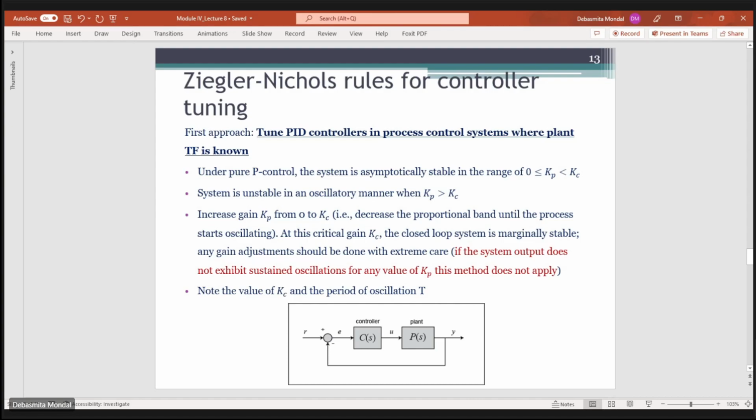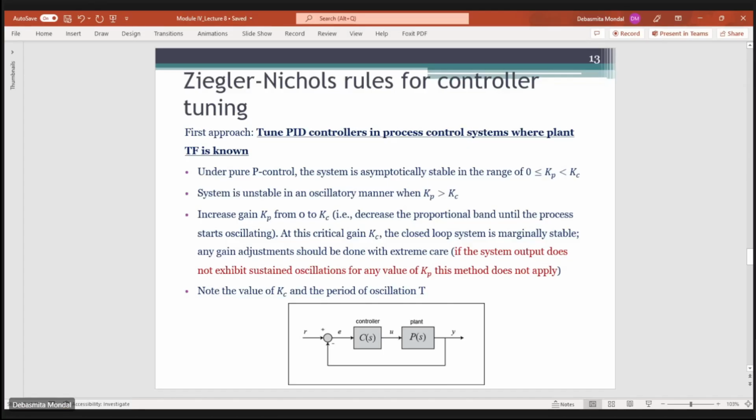So Ziegler-Nichols have come up with a set of rules for tuning PID controllers. There are 2 approaches to tuning a PID controller. This is the general approach: these are the methods of tuning which are generally used in order to get a desired response.